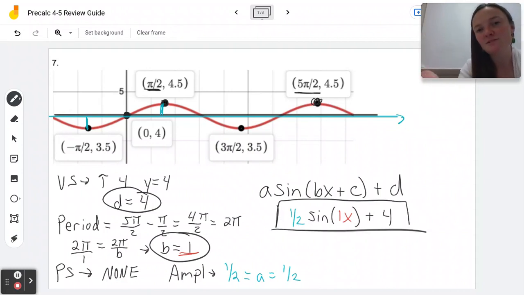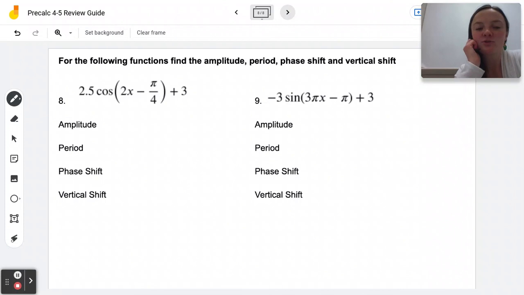All right, let's move on to our very last question. This should be kind of a speed round for you guys. I'll show you the answers worked out in just a minute, but go ahead and take a look at 8 and 9, see if you can try these.